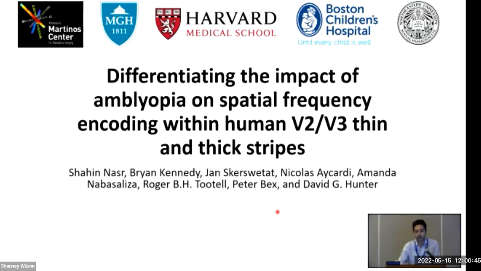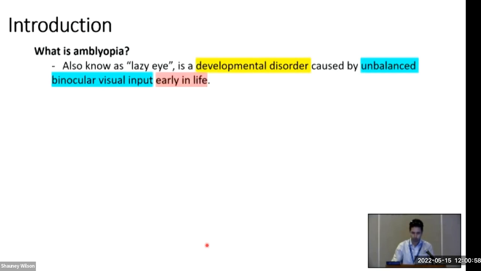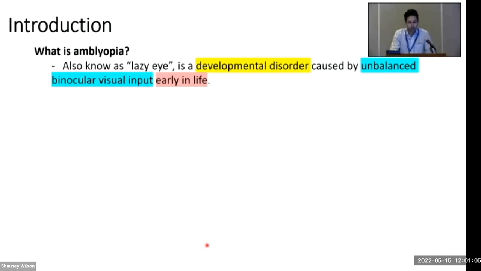I'm going to talk about the impacts of amblyopia on activity within extrastriate cortex, including V2 and V3, at the mesoscale level. I'm going to talk about thin and thick stripes. So first, for those of you who are not familiar with amblyopia, amblyopia is a developmental disorder caused by unbalanced binocular visual input early in life.